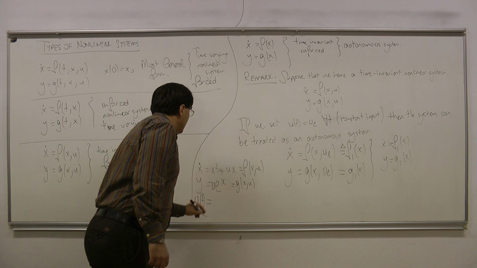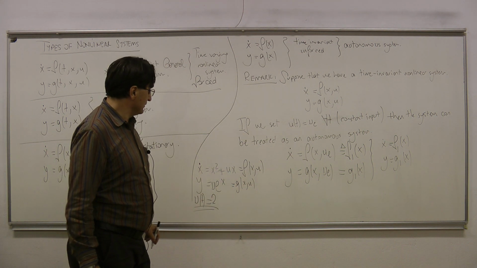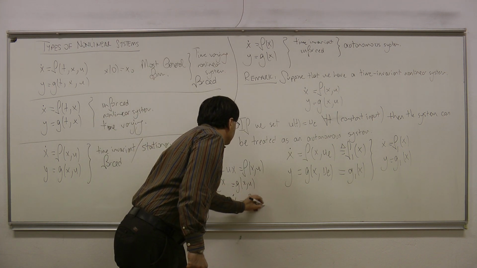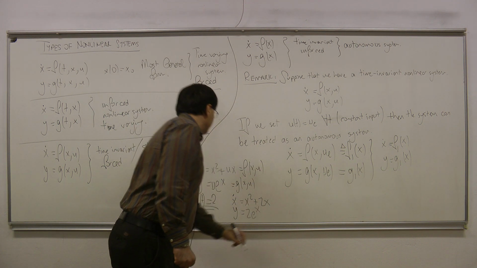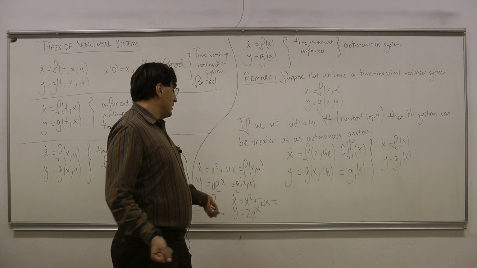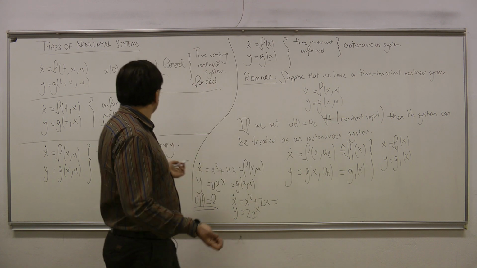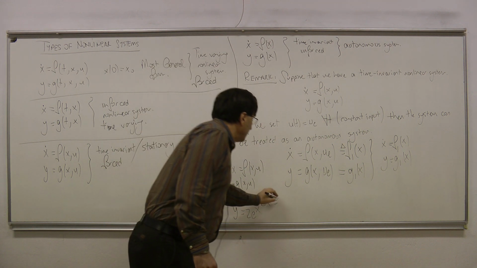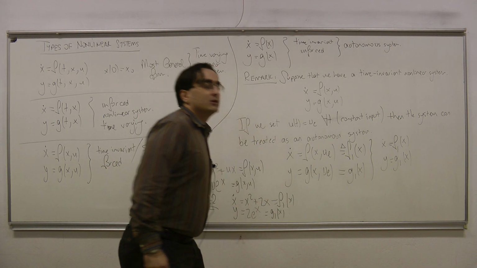Okay? Let us say that I take u of t is equal to 2. Okay? A constant. In that case, x dot becomes x squared plus 2x, and y becomes 2e to the x. Okay? So you see that the right-hand sides are now not dependent on u anymore. They are only dependent on x, and this is the form of an autonomous system. Okay? So this is my f1 of x, and this is my g1 of x.